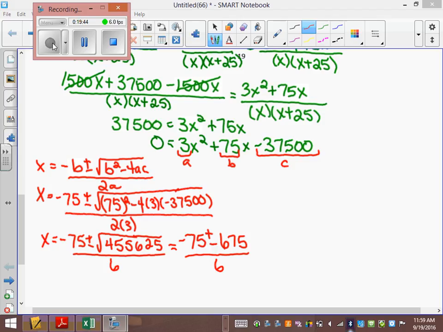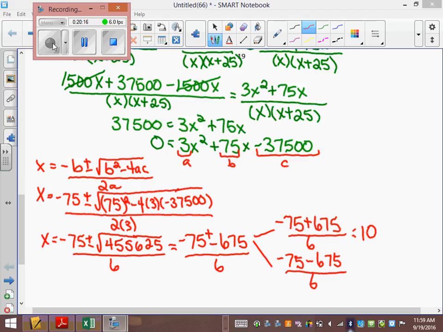One is not going to make sense. You won't get two answers that actually work. Negative 75 plus 675 over 6, and negative 75 minus 675 over 6. And this is what they got. Yes. So, 100. And then this one is negative.